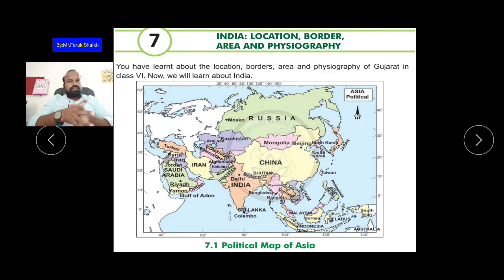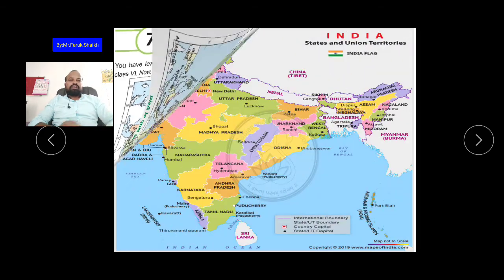Okay, so here in the political map you have learned where India is located. India is located in the Asia continent in the south. Okay, and also through the middle of our country India there passes the Tropic of Cancer. Yes, completely through the middle of our country, the Tropic of Cancer passes. Okay, let's go to the next slide.